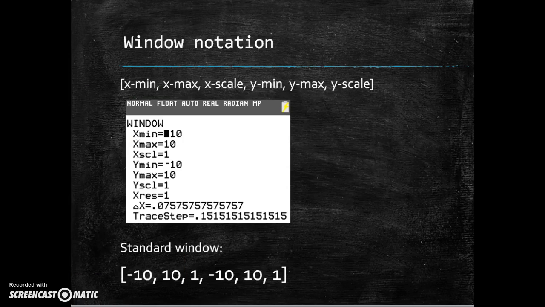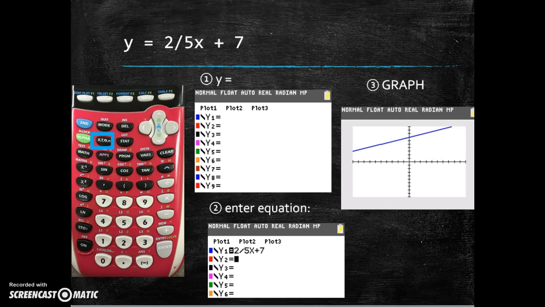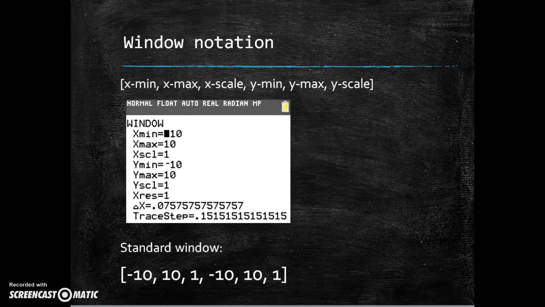So here's what that looks like. If you hit the button that says window on your calculators, so here's your calculator, and if you hit window, which is right here, this is your window button, then you should see a screen that looks like this. And we should all have the same numbers, except mine, because my cursor is there, it's hiding the negative, but there is a -10 there.